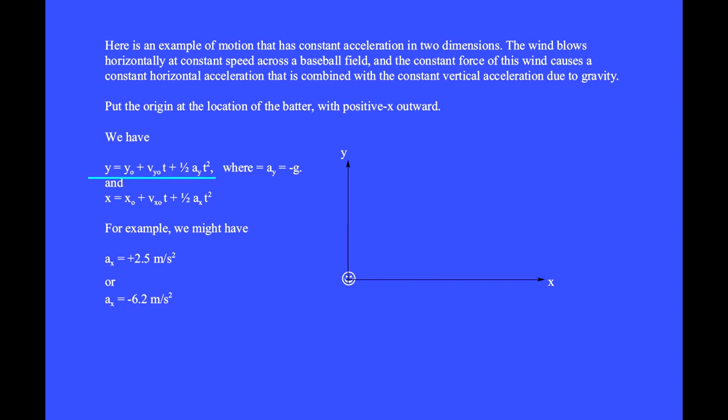We have y equals y0 plus vy0 t plus 1 half ay t squared, where a sub y equals minus g, and also x equals x0 plus vx0 t plus 1/2 ax t squared. For example, we might have a sub x equals plus 2.5 meters per second squared, putting the wind at the batter's back.